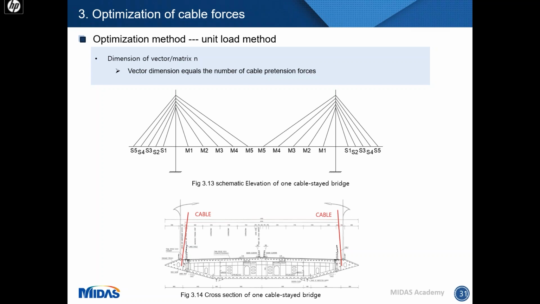However, on the elevation, it's symmetric. The left part is a mirror of the right part, and the left part has the same force as the right part. For example, the left S3 cable will have the same force as the right S3 cable. And on the cross section, the 2 cables will share the same force because otherwise it will cause some torsion or transverse bending. So for this bridge, actually there are only 10 cable forces, so N will be 10.